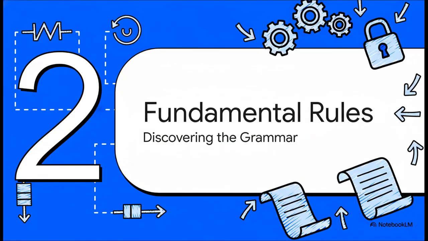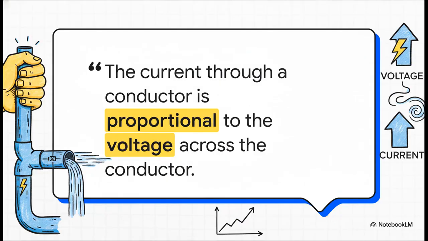Okay, so we've got our alphabet, V, I, and R. Now it's time to learn the grammar, the core rules that tell us how these things actually behave together in a circuit. Think of these as the non-negotiable laws of the electrical universe. And the number one most important piece of grammar is Ohm's law. It's so simple but so powerful.